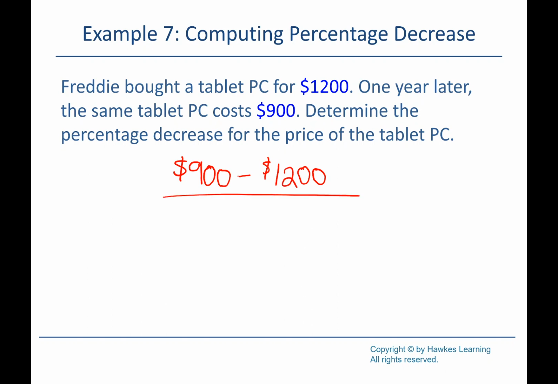Divided by the old number, so the original value, the $1,200. If you're putting it in your calculator all at one time, you'll want to put parentheses on the top. We want to subtract first. You can do it in 2 steps, that's fine. I think that's what I'm going to do. I'm going to do 900 minus 1,200 and hit equal, and then divide by 1,200. There I get negative 0.25.